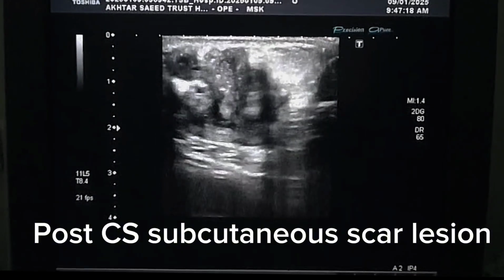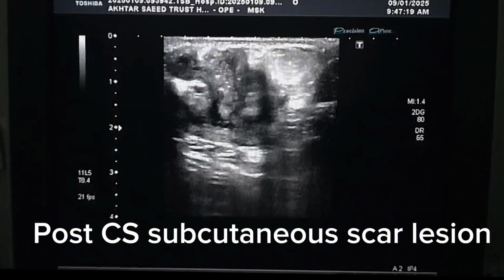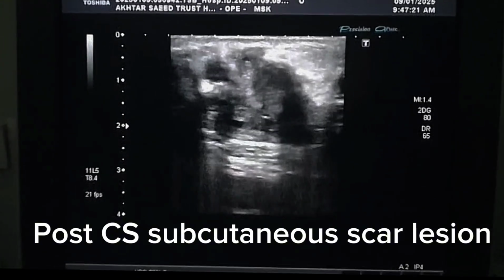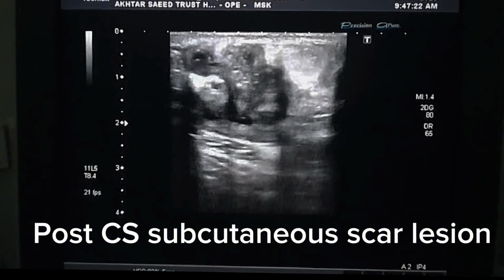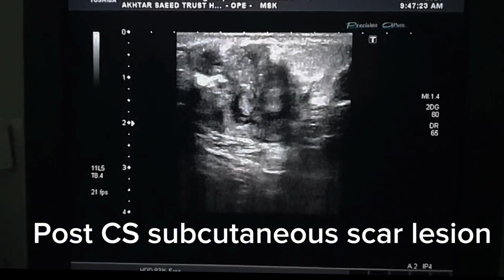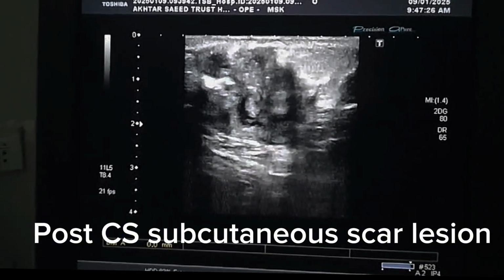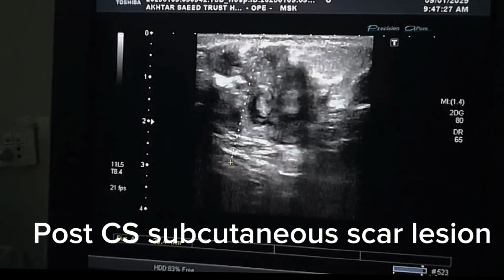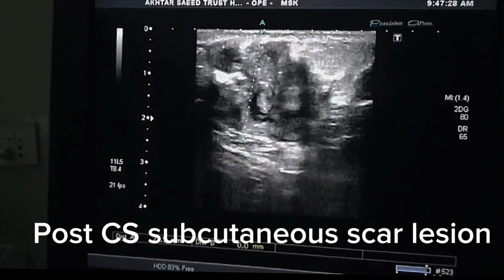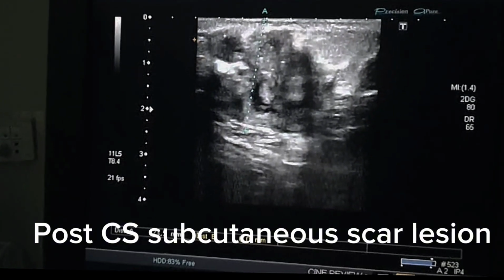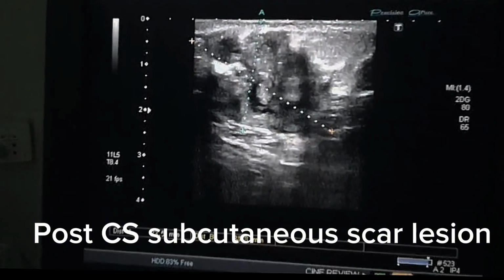Another differential is suture granuloma. The cause of this is foreign body reaction to sutures. On ultrasound, small, well-defined hypoechoic masses with possible shadowing from suture material is visualized. Doppler shows mild vascularity. Clinical features show firm nodule at the scar and may have chronic low-grade inflammation.